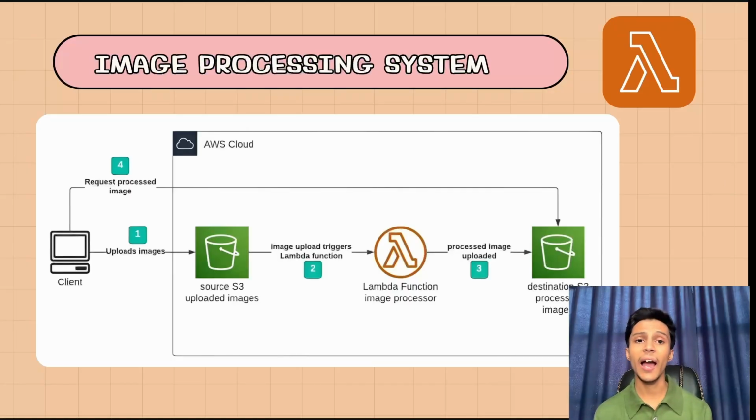Very firstly, I have an image processing system. Here, I have an architecture diagram of how you can design an image processing system using Lambda. Very firstly, a user uploads an image to an S3 bucket, which will trigger an event to execute your image processor Lambda function, which will then process your image and then upload it to a destination S3 bucket. And then your user can request that processed image whenever and however he wants. This is how a simple image processing system works using Lambda.